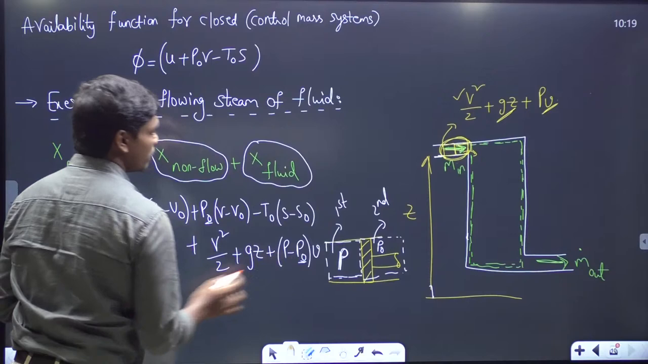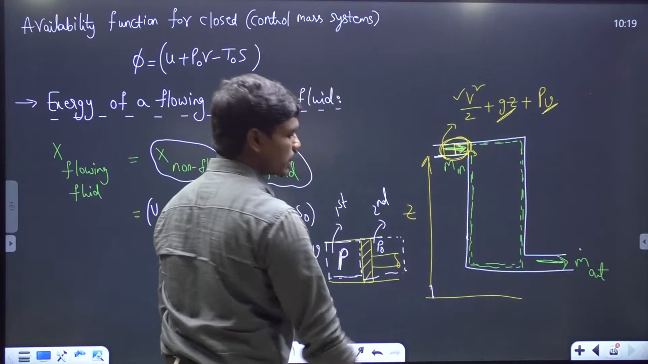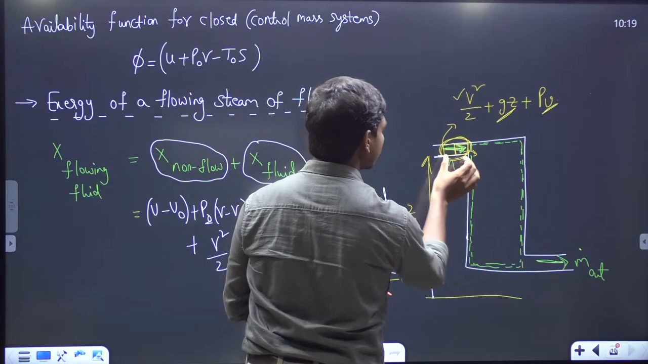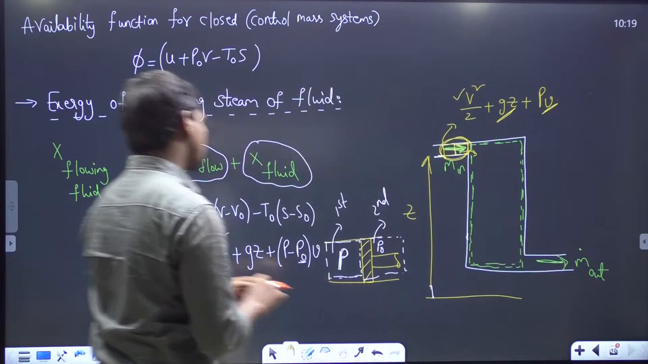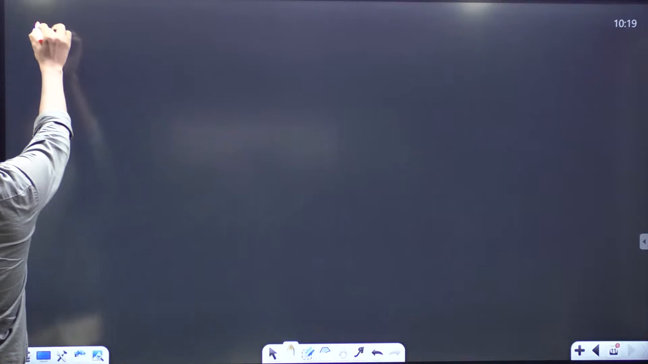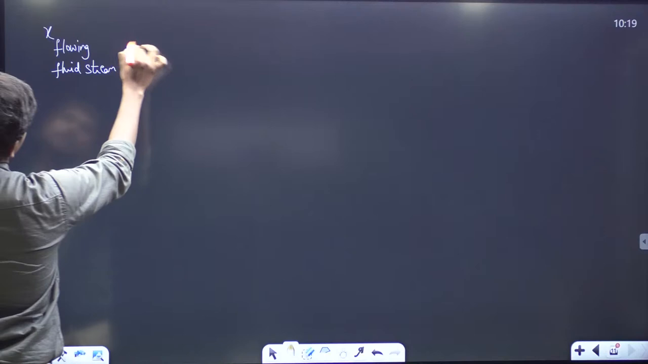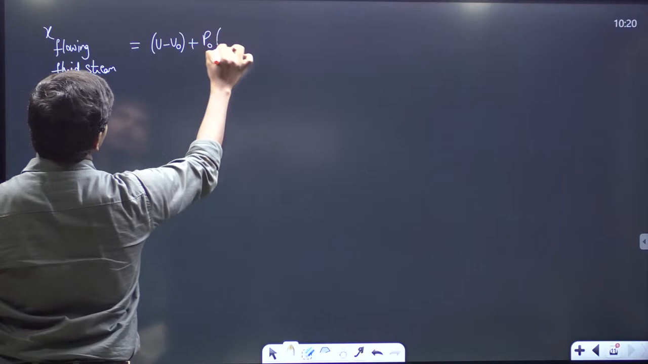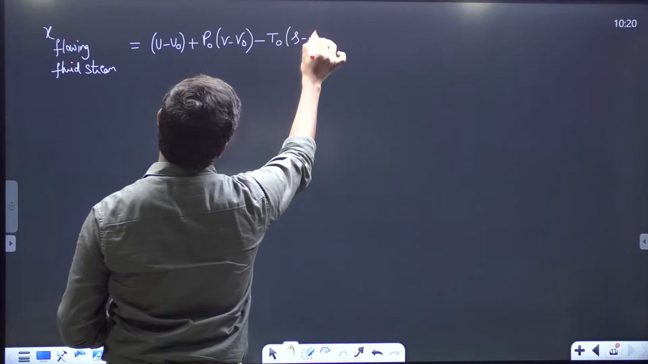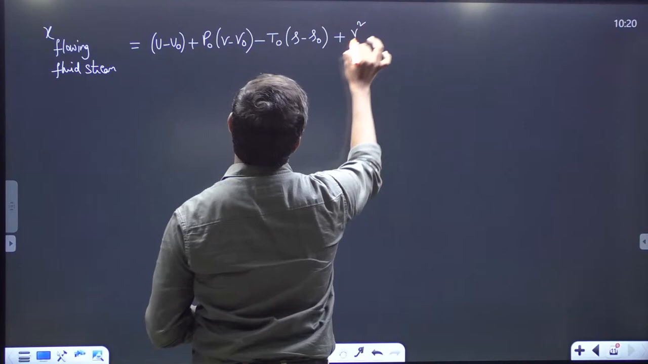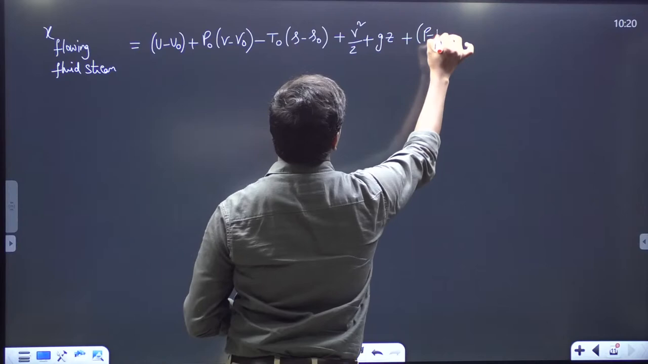So the total exergy of this control volume is equal to the exergy of this space, which can be treated as a non-flow system, plus the flow energy associated with this fluid, which is at inlet and at outlet. If you simplify this expression carefully, exergy of, let us write small x because we are dealing with specific terms, exergy of flowing fluid stream is equal to U minus U naught plus P naught into V minus V naught minus T naught into S minus S naught plus kinetic energies and potential energies, which are also possessed by this fluid having some bulk motion, plus gz plus P minus P naught into V. This is what we have here.